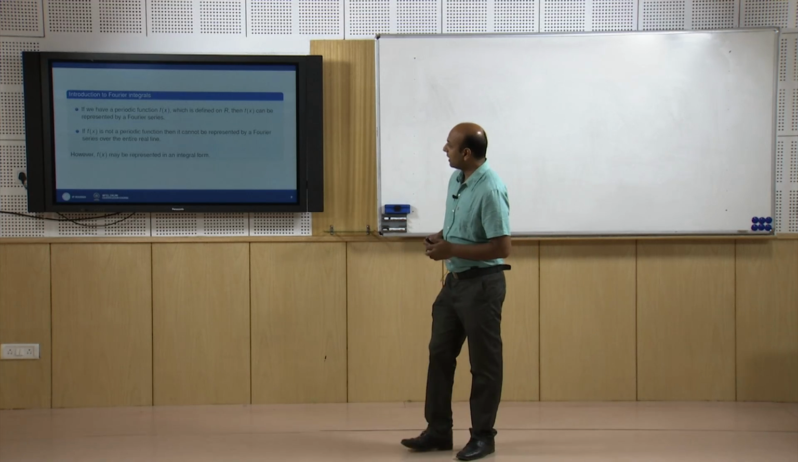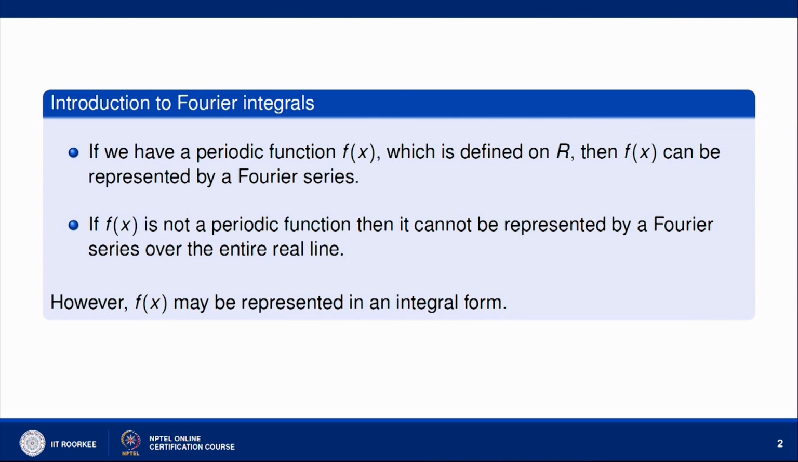If we have a periodic function f(x) which is defined on the real line R, then f(x) can be represented by a Fourier series, which we have already seen, given by a_0/2 plus summation a_n cos(n pi x / L) plus summation b_n sin(n pi x / L), that we have already seen.